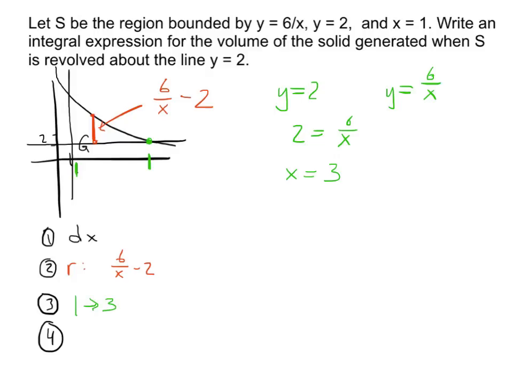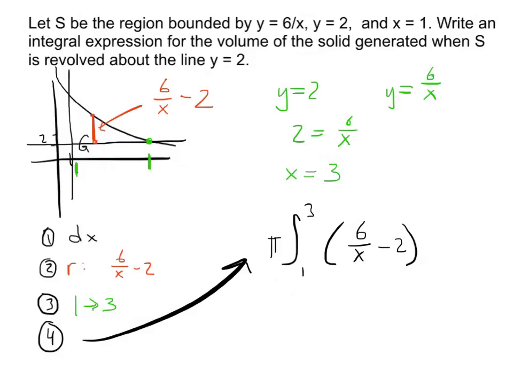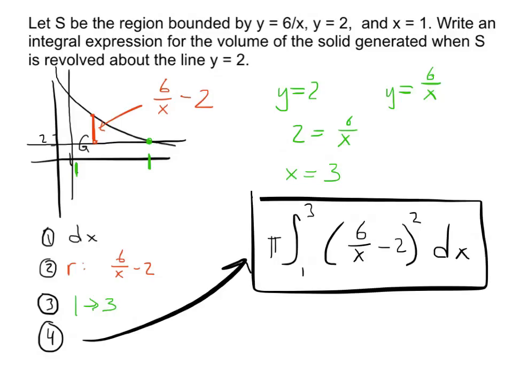I'm a little bit short on space here for step 4, so I'll move it here. This is going to be pi times the integral from 1 to 3 of my radius, 6 over x minus 2 squared dx. And that is our integral expression for the volume. I've got one more of these.